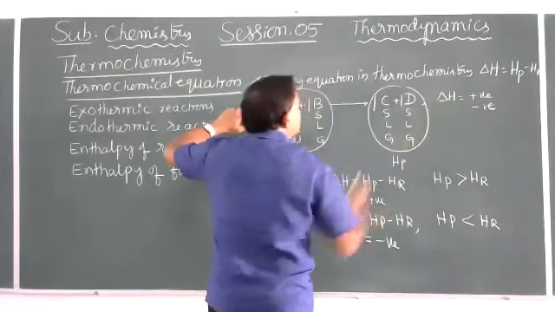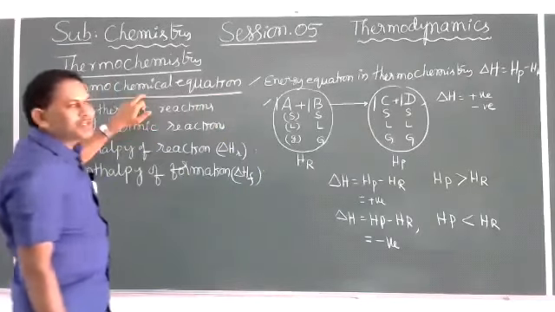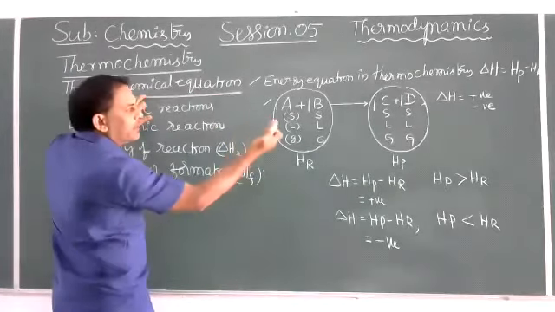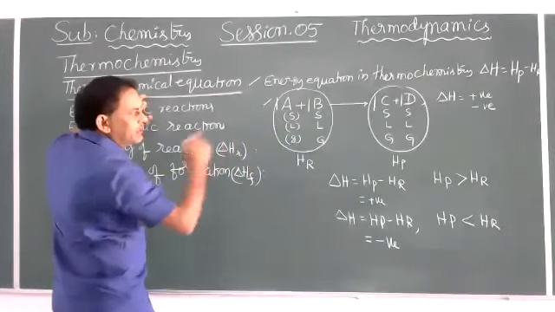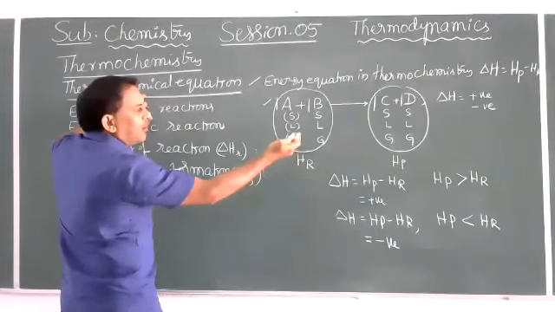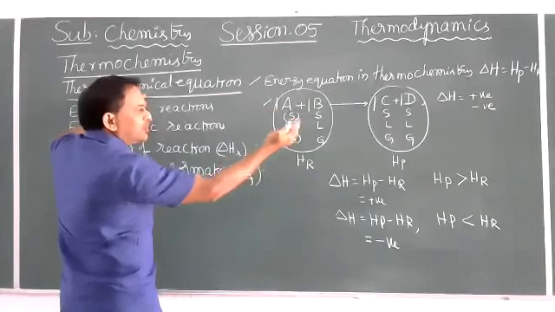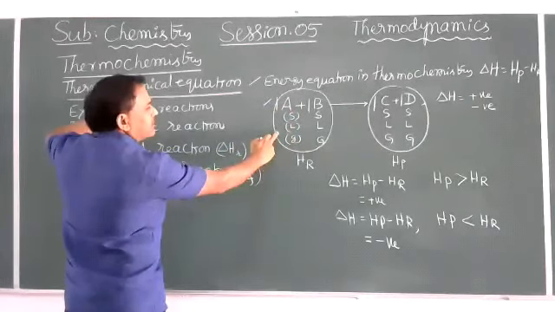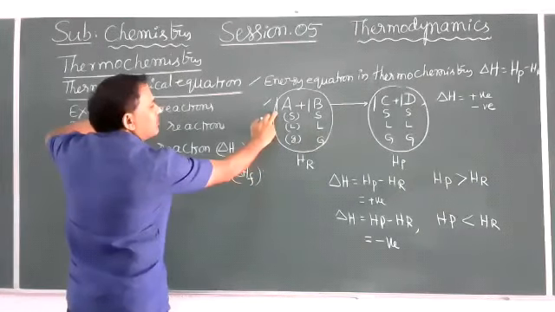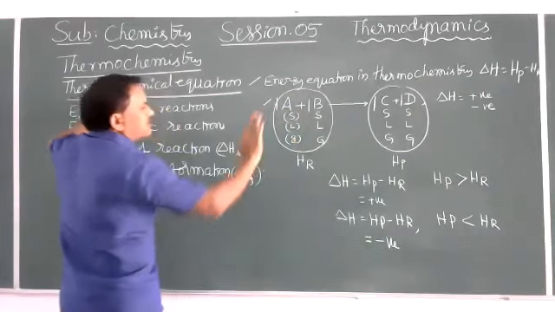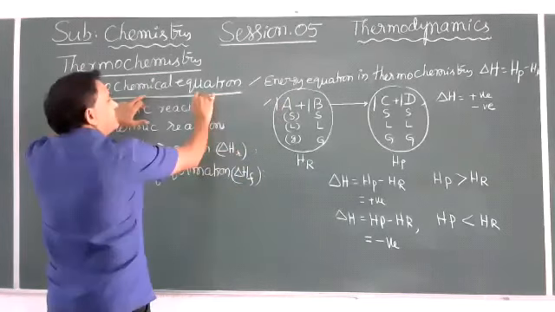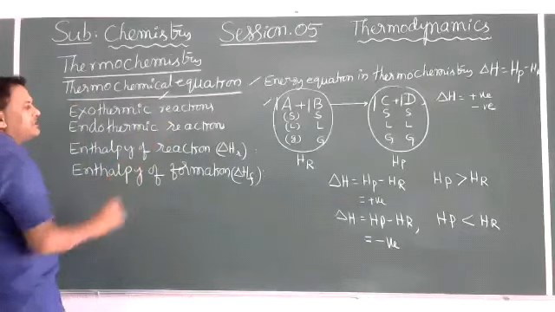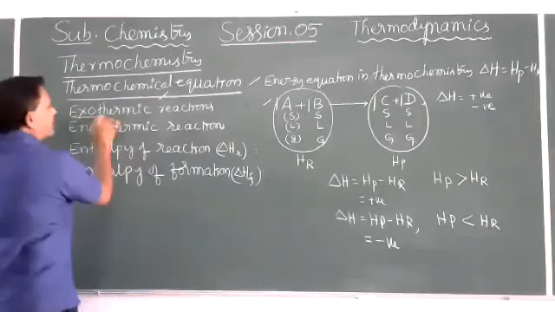So based on this, a thermochemical equation is a chemical equation in which the amount of heat evolved or absorbed is given. In addition, the physical states of the reactants and products are mentioned, and the coefficients of the reactants and products are also mentioned. Such reactions are called thermochemical equations. Based on this, two important reactions are there.